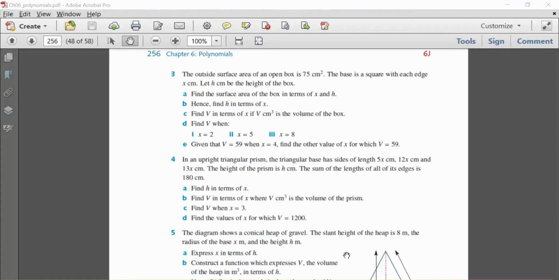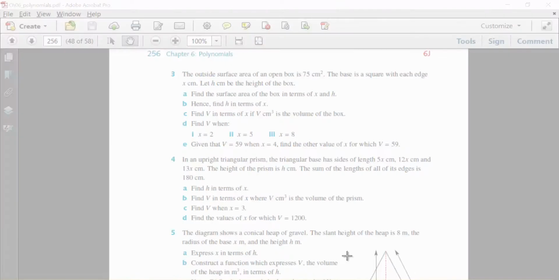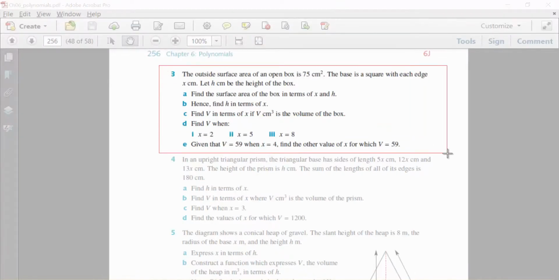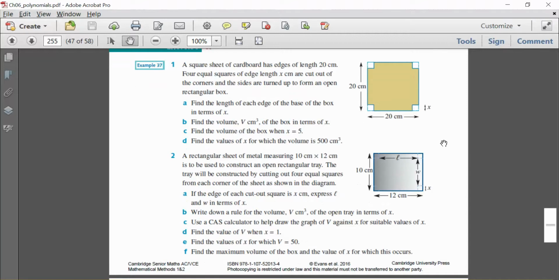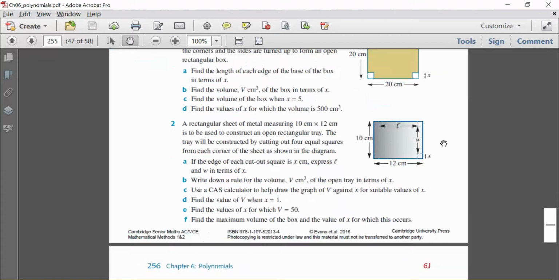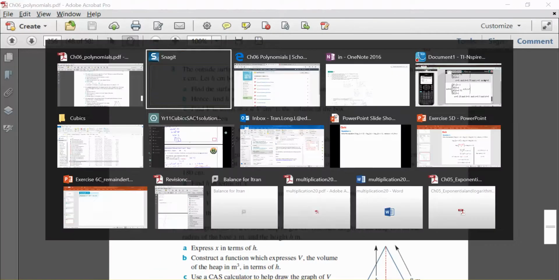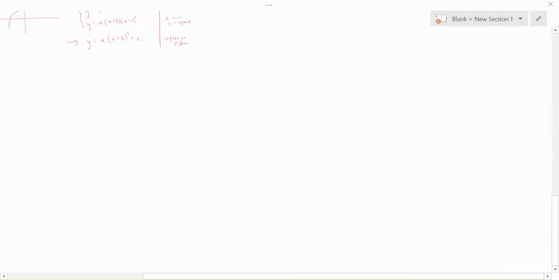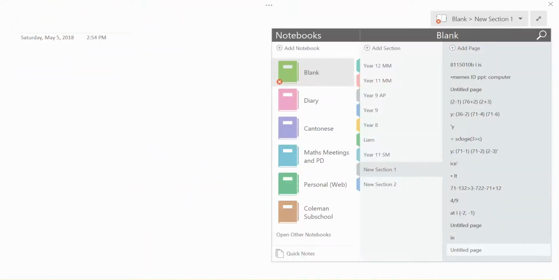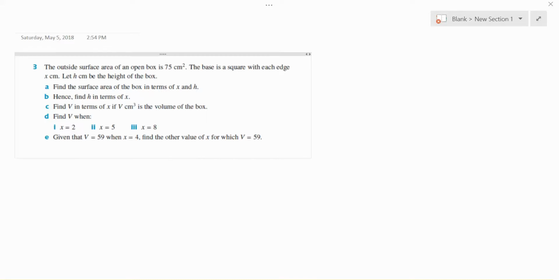for SAC 2. Okay, so we're going to start off with question 3, only because I did this in class and there was a video on the first one. So if you can do the first one, you can do the second one. Let's have a look at 3. We're going to start off with a new page. Right, here we go. Let's do question 3.